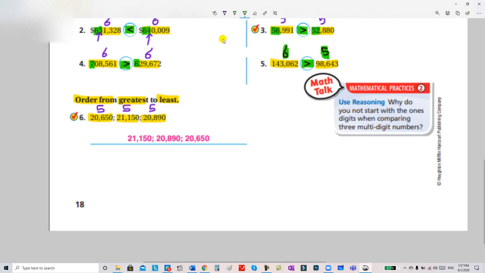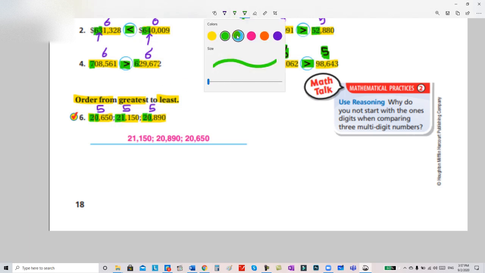We're going to compare from the left digit. We have here 2, and here 2, and here 2. They are equal. Let's move to the next digit. We have here 0, here 1, and here 0. We want the greatest one. The greatest here is this number. This is the greatest number.